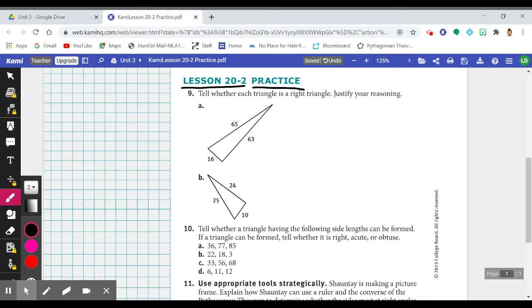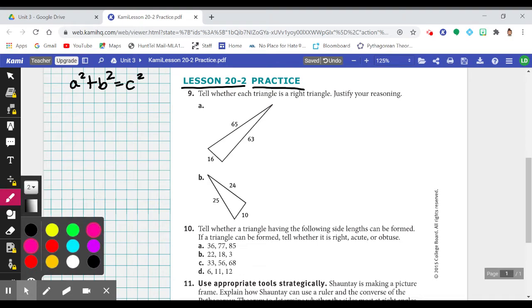Lesson 21-1 was really focusing on the Pythagorean theorem, which most of us refer to as a squared plus b squared equals c squared. That is the formula version. Of course, there is an actual definition of the Pythagorean theorem. And in lesson 20-2, we uncover the converse of the Pythagorean theorem that actually tells us that we can use this to determine if it's a right triangle or if it's an acute triangle or an obtuse triangle.